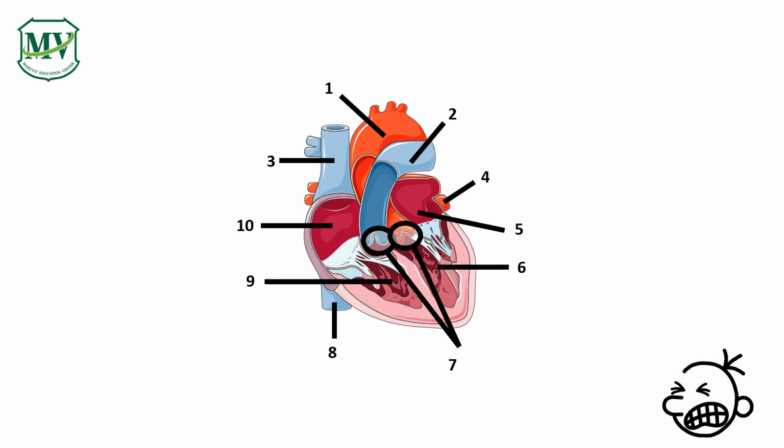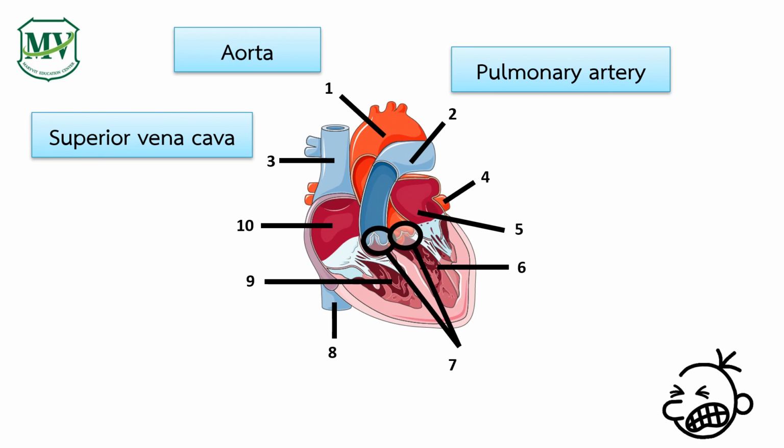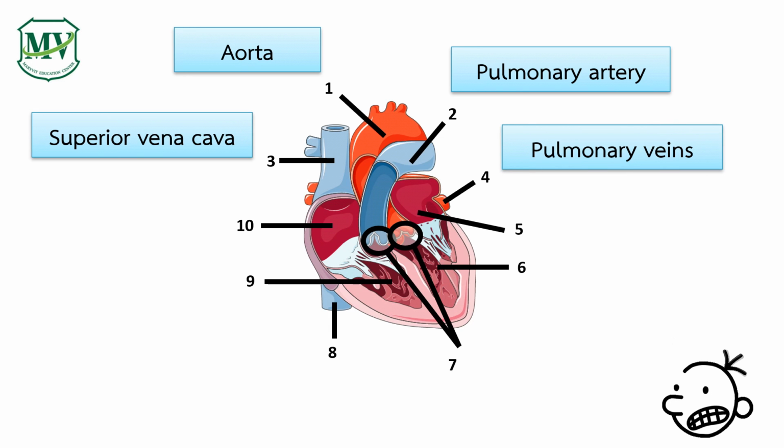Come on, let's have a quick review. Name the parts as I say the number. Are you ready? Let's go. Number 1. Aorta. Fantastic. Number 2. Pulmonary artery. Fabulous. Number 3. Superior vena cava. Excellent. Number 4. Pulmonary veins. Wonderful.